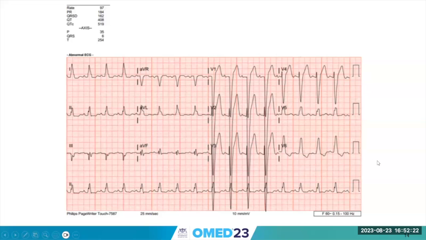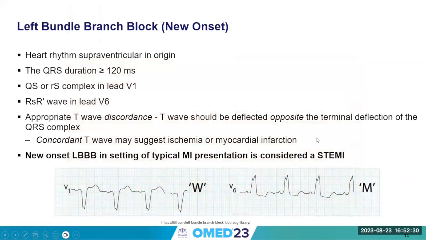Well, as you all know, this is a left bundle branch block. Sure does have some ST elevation going on, right, which can be concerning, but there's a reason why we bring this up. It's because the left bundle branch block, specifically a new onset left bundle branch block, in the clinical presentation of clutching chest pain, diaphoresis, all of the things that would be associated with a patient presenting with the right clinical picture, can be a STEMI equivalent. Okay, so a new onset left bundle branch block in the setting of a typical MI is considered a STEMI, and you would need to emergently discuss with your cardiologist.